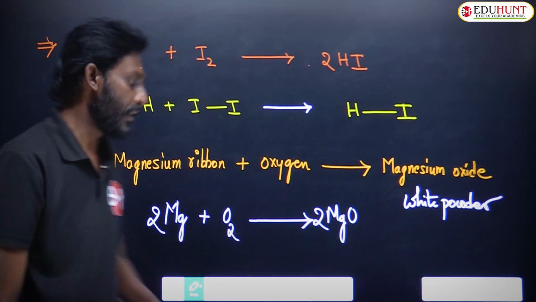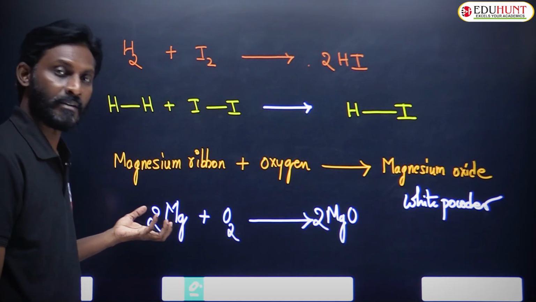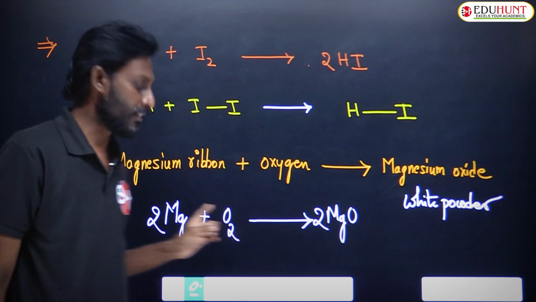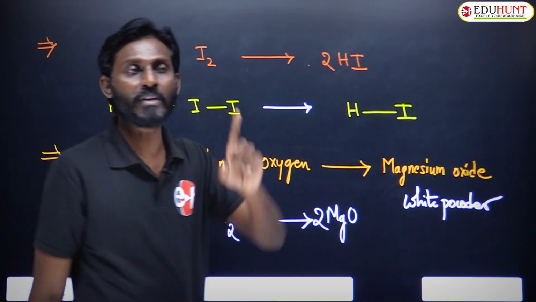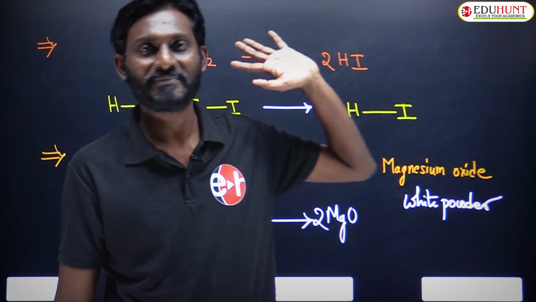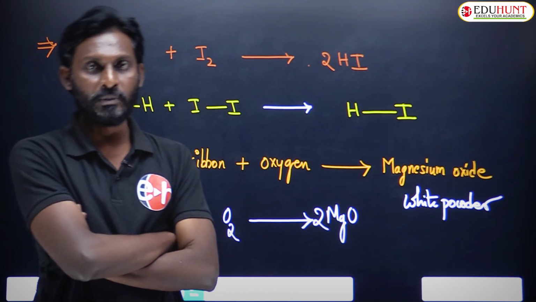But the point is here, magnesium burned in oxygen to give magnesium oxide. So this is the chemical equation. The chemical equation represents the actual chemical reaction.